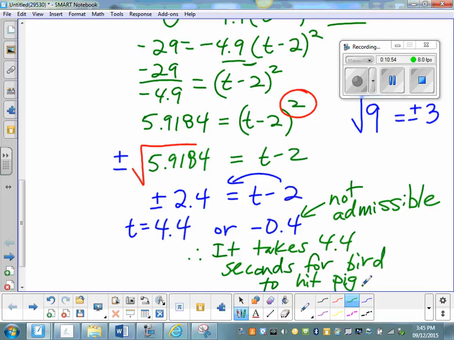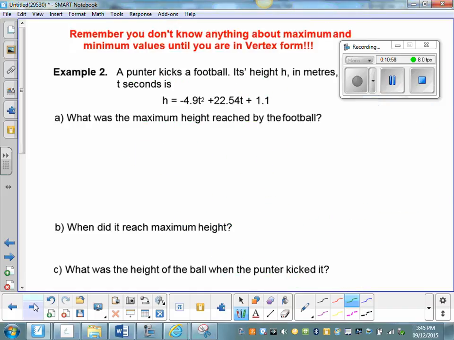Okay, nice. Now we're going to flip over and do the question on the back. Now, the last one we had in vertex form. We have to get things in vertex form before we can do anything with maximum and minimum values. So in this example, a punter kicks a football. Its height, h in meters, and t in seconds. So again, same thing as last time. Time is x. Height is y.